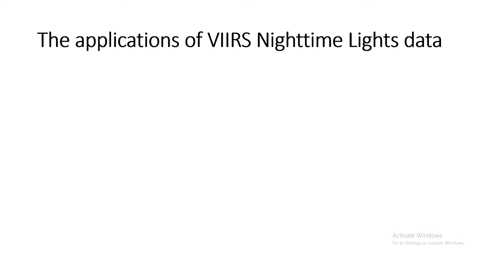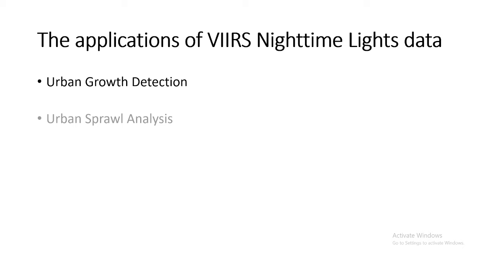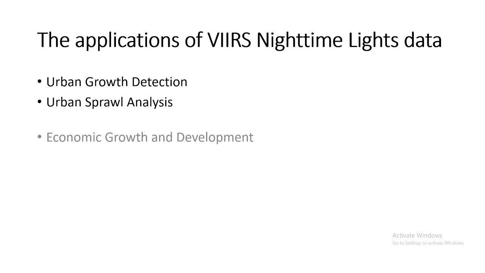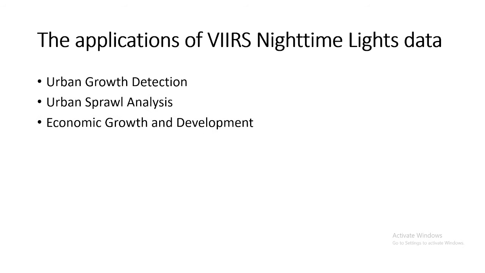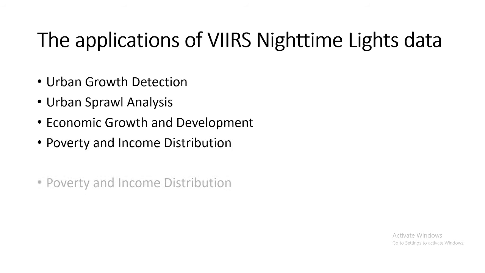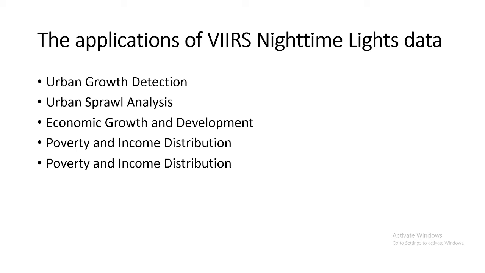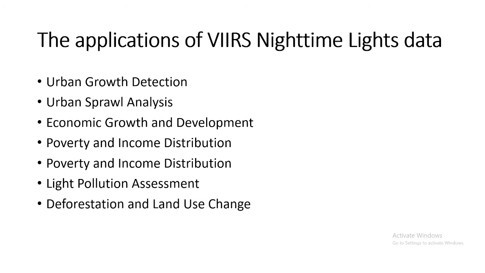First of all, I will try to explain the applications of the Visible Infrared Imaging Radiometer Suite nighttime lights dataset. Basically, we can use this data for urban growth detection as well as urban sprawl analysis. It is also useful for economic growth and development, and property and income distribution. We can also use it for light population assessment, deforestation and land use changes, and disaster impact assessment. Not only that, there are a lot of uses for the Visible Infrared Imaging Radiometer Suite nighttime light dataset.